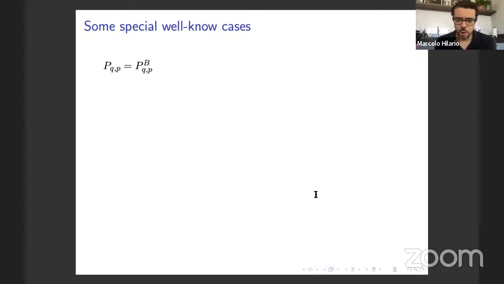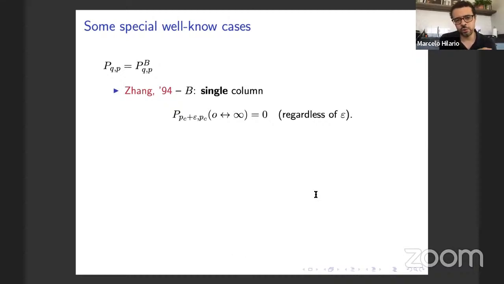There are several well-known cases, and two of them are degenerate. Let's say that I only choose a single column to change the value of the parameter. In this single column, let's say that I start at the critical phase, and then I give a boost here. I just increase a little bit the parameter in this one single line. And it's not enough to create an infinite cluster. So regardless of how much you try, as long as you don't hit one, of course, you're not going to be able to create an infinite component. This is a result from Zhang in the 90s.